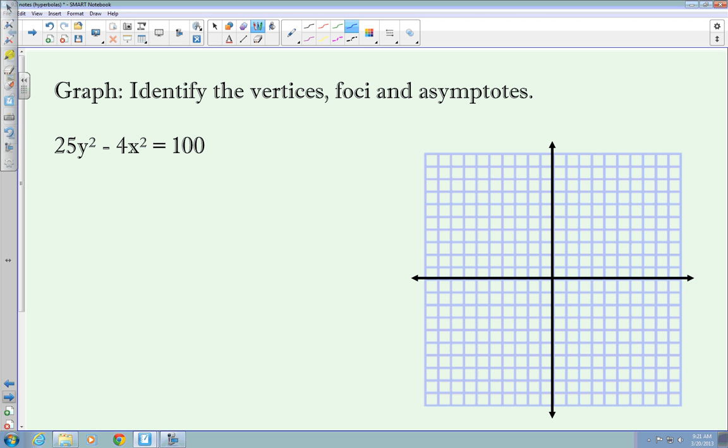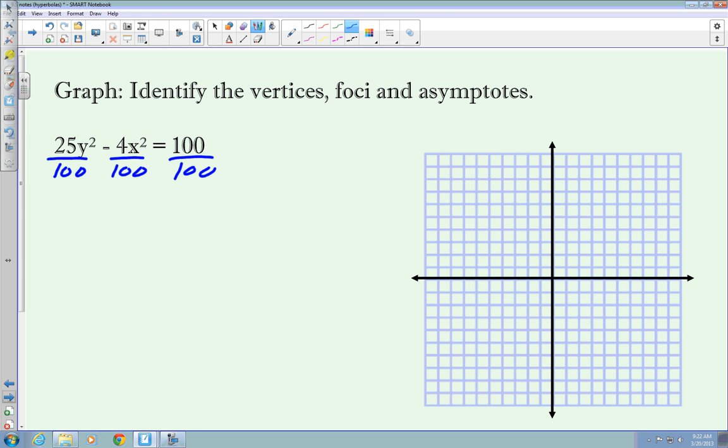Okay, so let's try this. Now, this part is the same. The standard form of a hyperbola has to be equal to 1. So when you see 25y squared minus 4x squared equals 100, you look and say, okay, well that's a minus. It's going to be a hyperbola. So I need to get it equal to 1. So we're going to divide everything by 100.